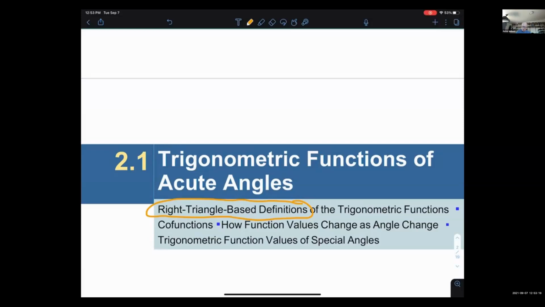Then we're going to look at how function values change as the angles change, what kind of answers you get. All of these things could be seen when thinking about the circle or the unit circle in that definition that we did in chapter 1. But all trig books provide both types of definitions for the trig functions. And these are referred to as the triangle-based definitions as opposed to the circle-based definitions.